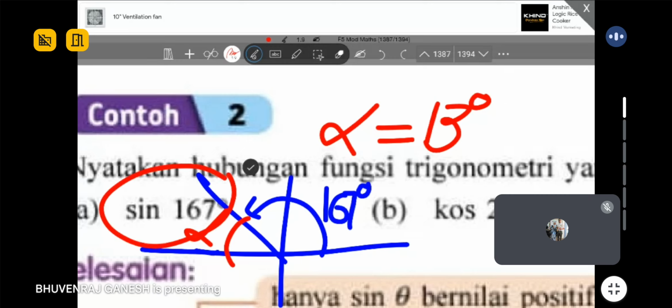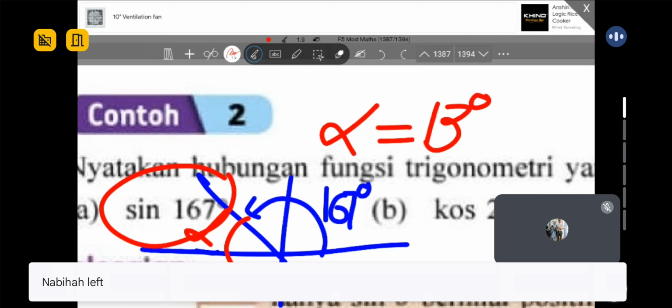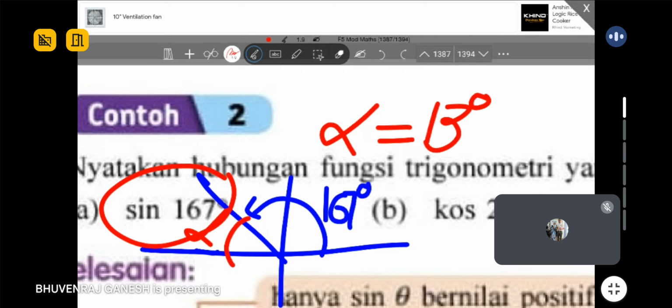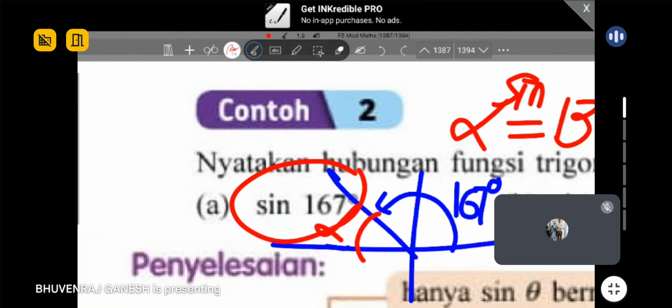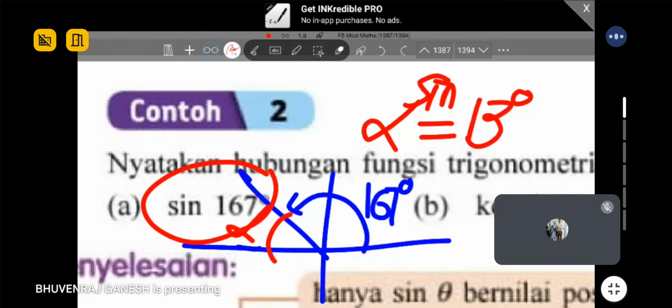Okay. So now, what function can give you the same value as sine 167? Okay, so this one, quadrant 2, right? Quadrant kedua. So guys, quadrant kedua, fungsi mana akan positif? Which function is a positive value in Q2? Yes, sine, right? So means that sine 13. Clear? Okay, so the answer is sine 13. Tak percaya? Kamu tekan calculator. Sine 167 is equal to this value, 0.22 something. Okay, sine 13, tekan calculator, sama.